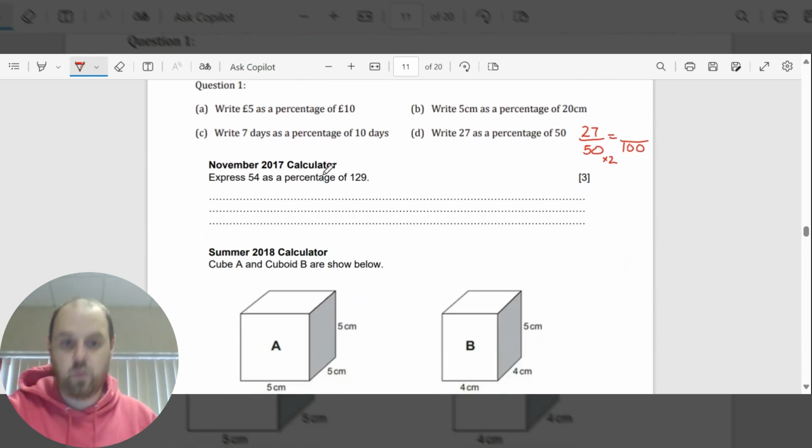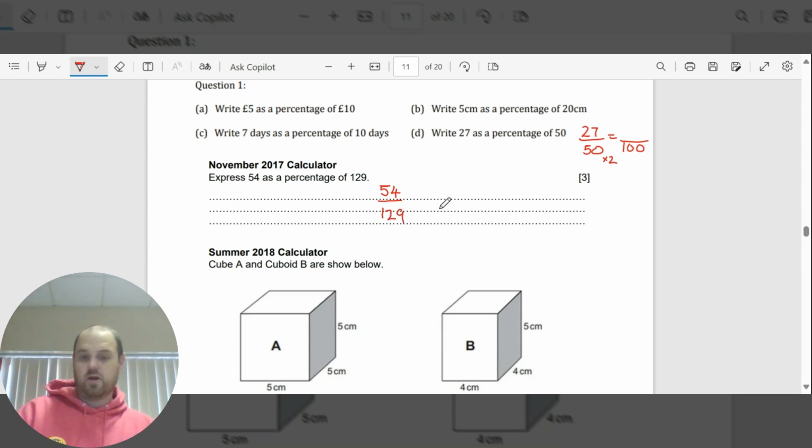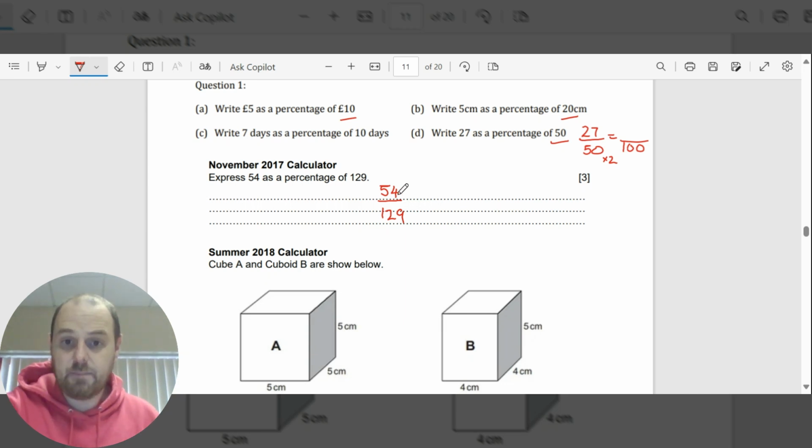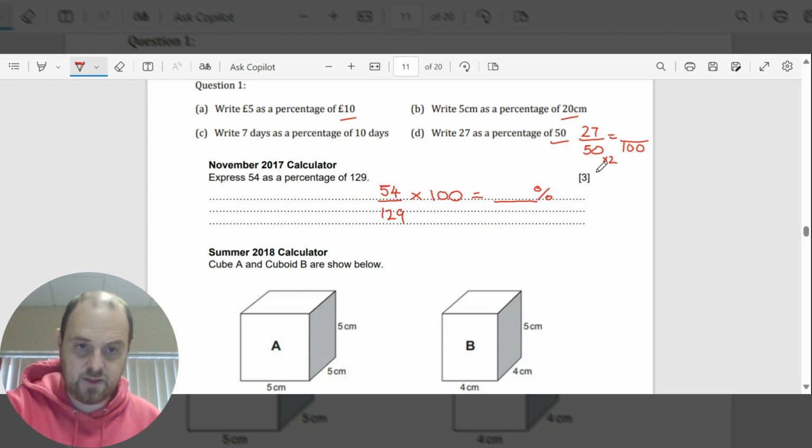Now, with a calculator, basically what that means is you're not going to be able to make the bottom number 100. It's not going to be something like 10 or 20 or 50, something that will quite easily become 100. So put it into your calculator like that and just literally times it by 100, and that does the same job, and that'll tell you what percent that is, okay?